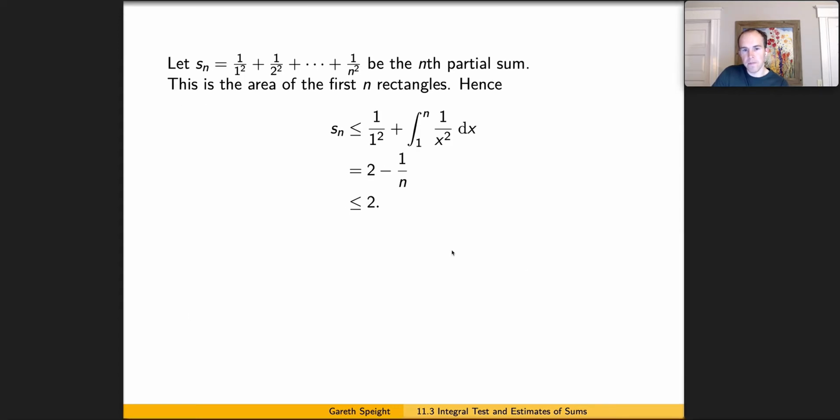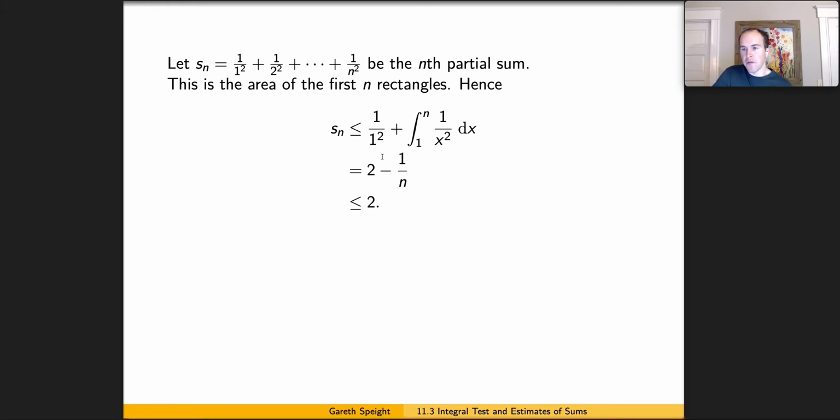So that's the idea. Okay, so for Sn, we keep the first rectangle, and then we estimate all the other rectangles by the area underneath the curve. And the advantage of doing this is that we get something that's way easier to compute. Right here is x to the minus 2. The antiderivative is minus x to the minus 1. We plug in n, we plug in 1, we subtract, and we get 1 minus 1 over n. And then we add the 1 from before, and we get 2 minus 1 over n.